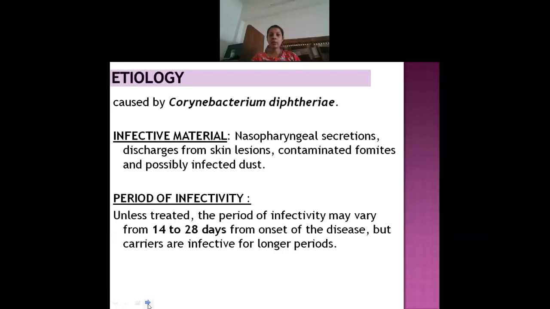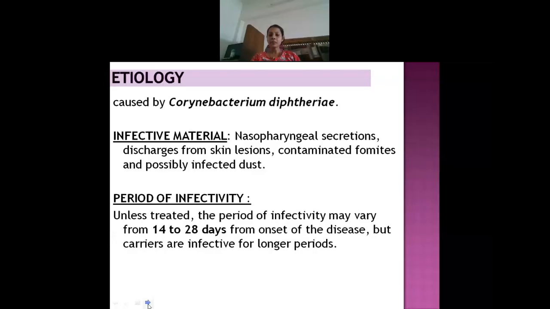So next is moving on to the etiology and the risk factors of diphtheria. So first of all, as I have discussed, diphtheria is caused by Corynebacterium diphtheriae, and most of the time it is transmitted by droplet infection. It could be even transmitted through nasopharyngeal secretions or discharges from the skin lesions. That is, especially we refer to it as cutaneous lesions. So discharges from the skin can also result in transmission of infection.